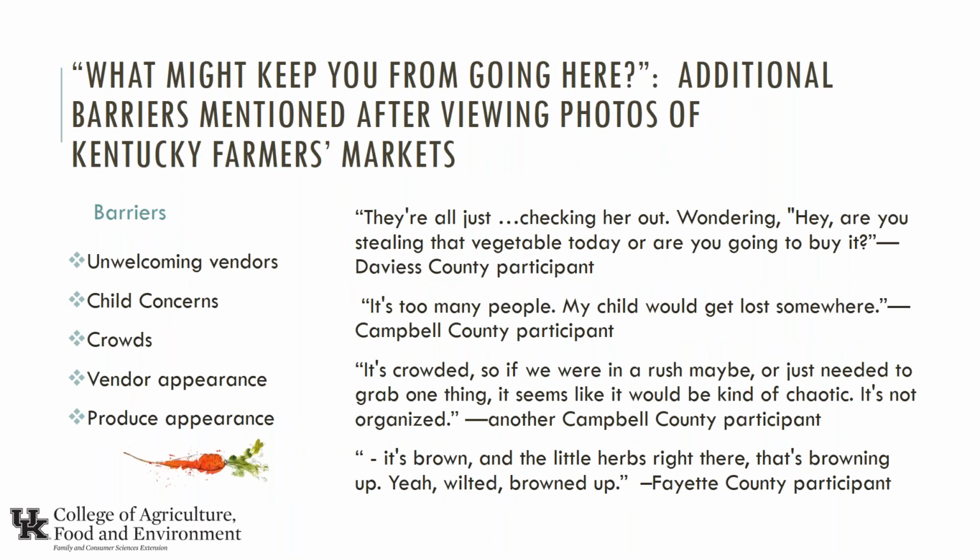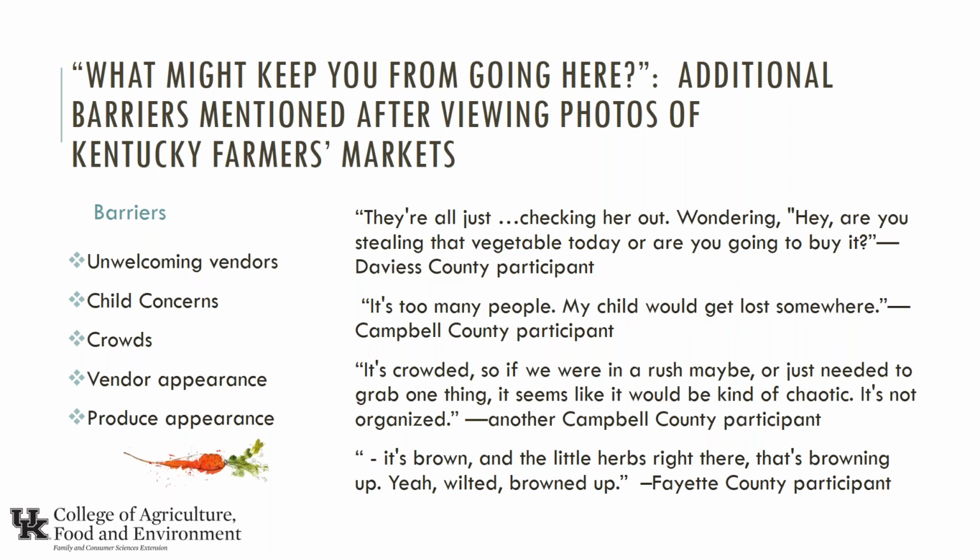Again, continuing in descending order, other things they mentioned were unwelcoming vendors, child concerns, and crowds, which almost go together, vendor appearance, and produce appearance. A Davis County participant said, looking at this picture, she says, they're all just checking her out, wondering, hey, are you stealing that vegetable today or are you going to buy it? Another person said, it's too many people. My child would get lost somewhere. And along those same lines, it's crowded. So if we were in a rush maybe or just needed to grab one thing, it seems like it would be kind of chaotic. It's not organized.